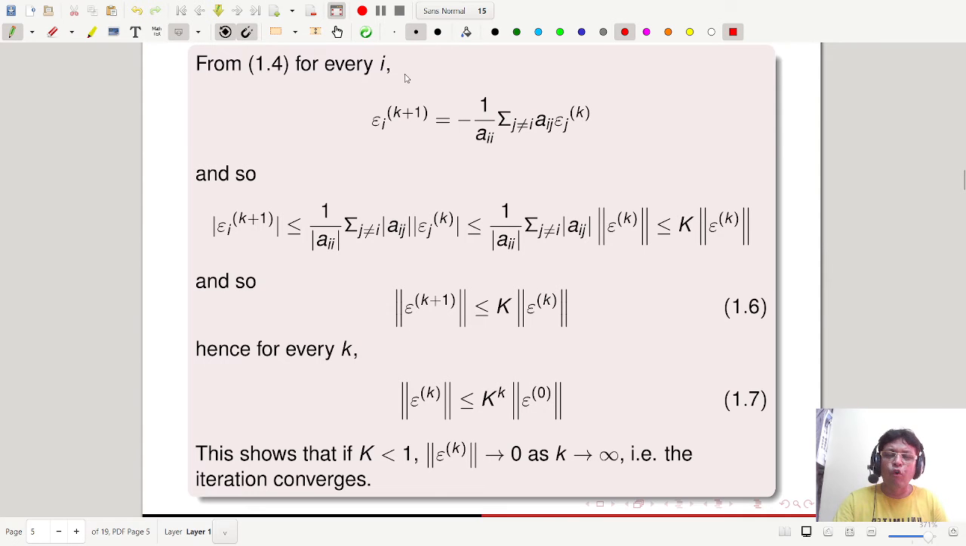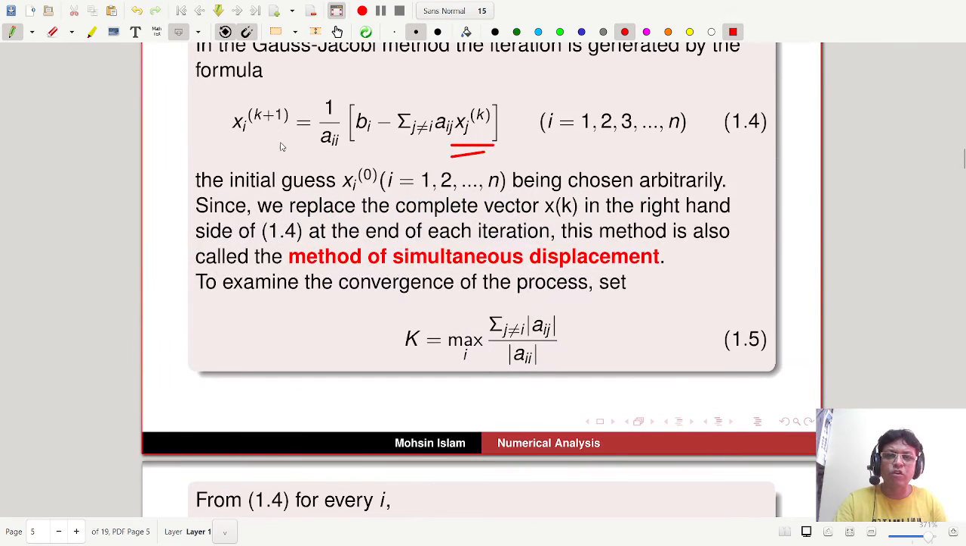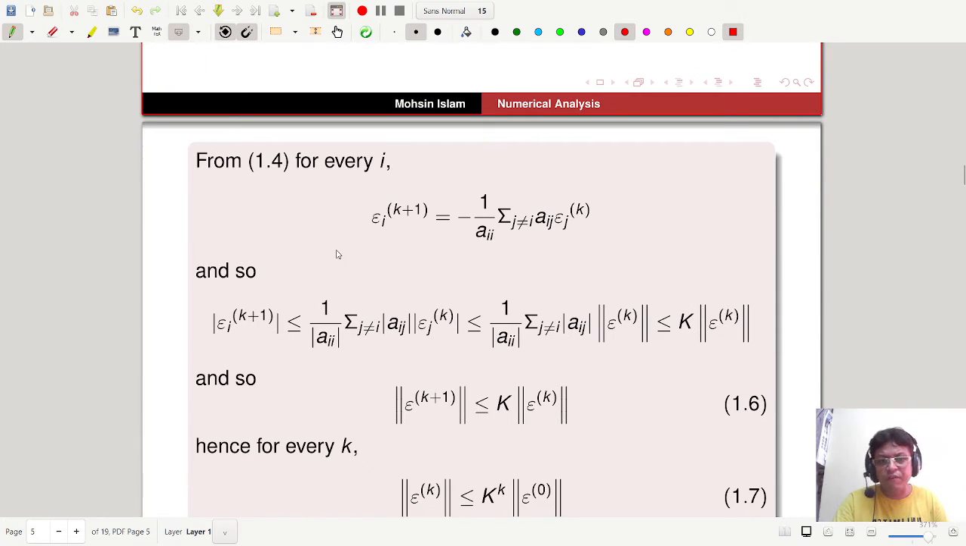From 1.4, look at that, this is your equation 1.4. So from 1.4, for every i, we can calculate the error epsilon_i^(k+1) equal to minus 1 by a_ii summation over j not equal to i of a_ij epsilon_j^(k). At every step, you can calculate the error.